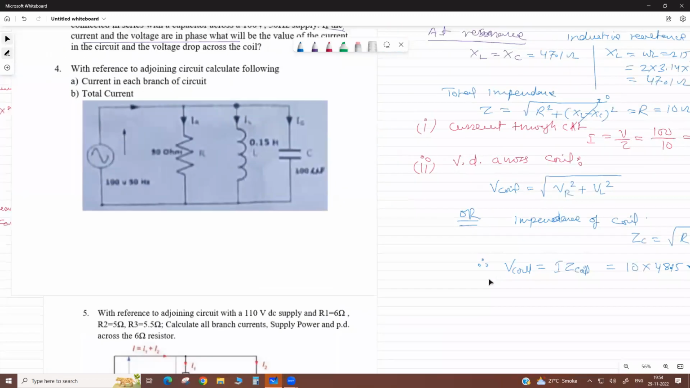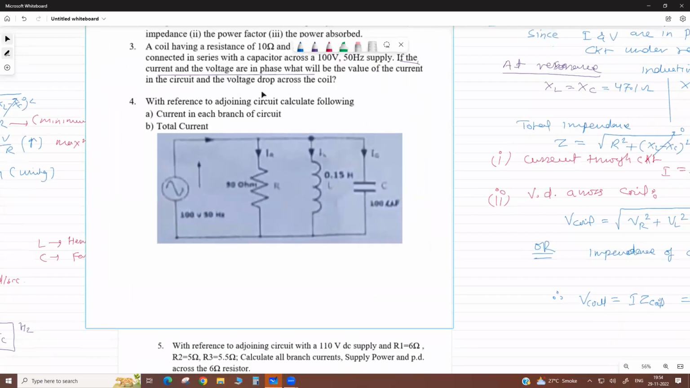Next one, another problem. This was a question. It is already in MET also. It is asked in ETO. There is a parallel RL circuit. Now in this, we see here.